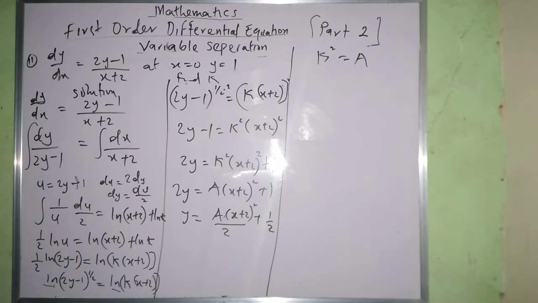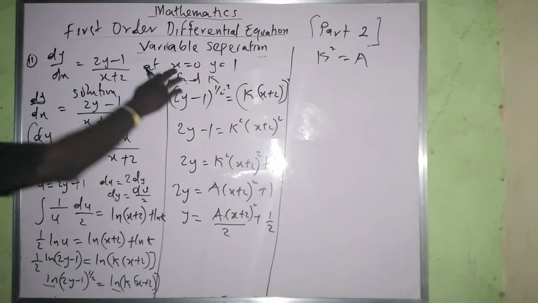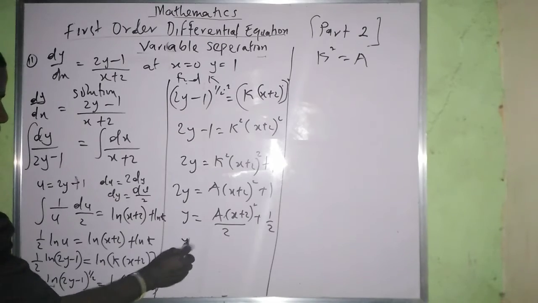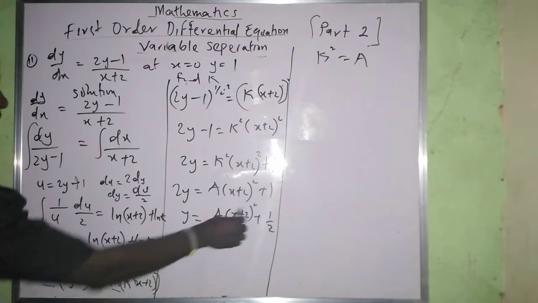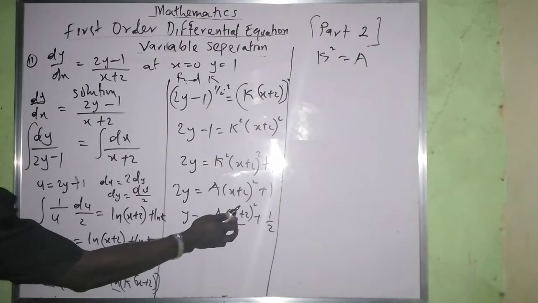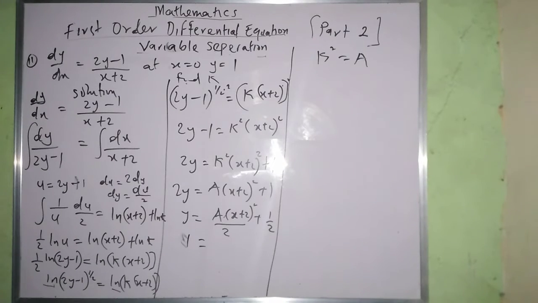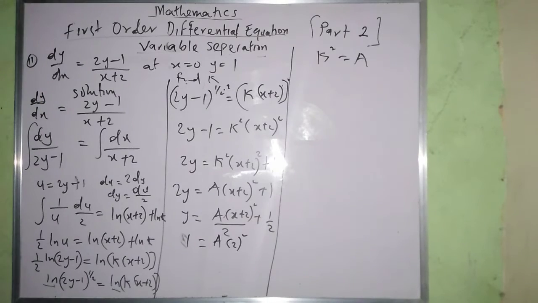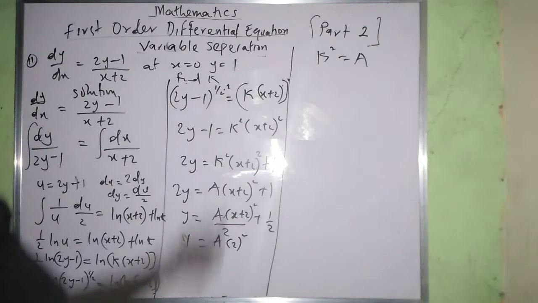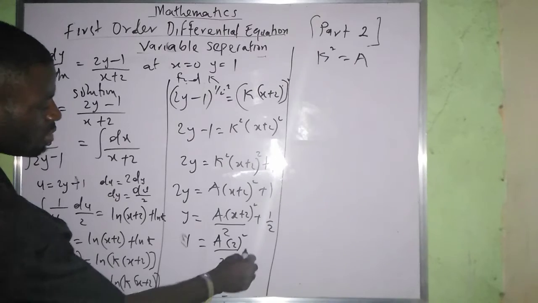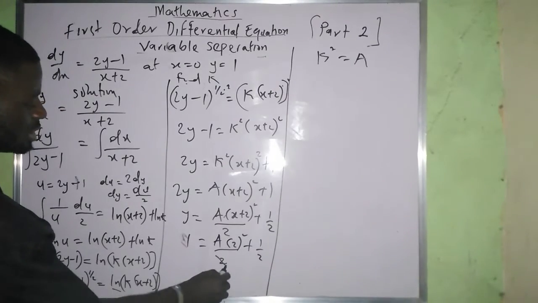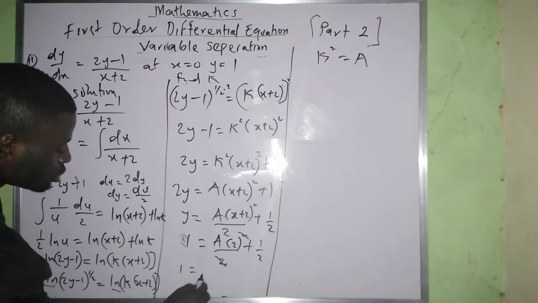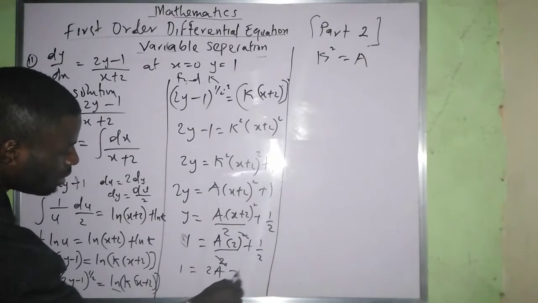Now, since I have this, at this point my x equals 0 and y equals 1. It means I'll be having 1 equals a bracket of 2 squared, since x is 0, all over 2, plus 1 all over 2. This will cancel this, so I'll be having 1 equals 2a plus 1 all over 2.